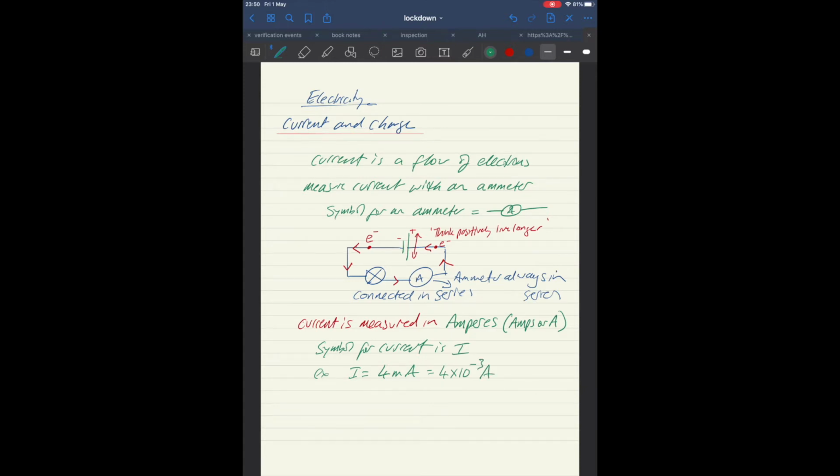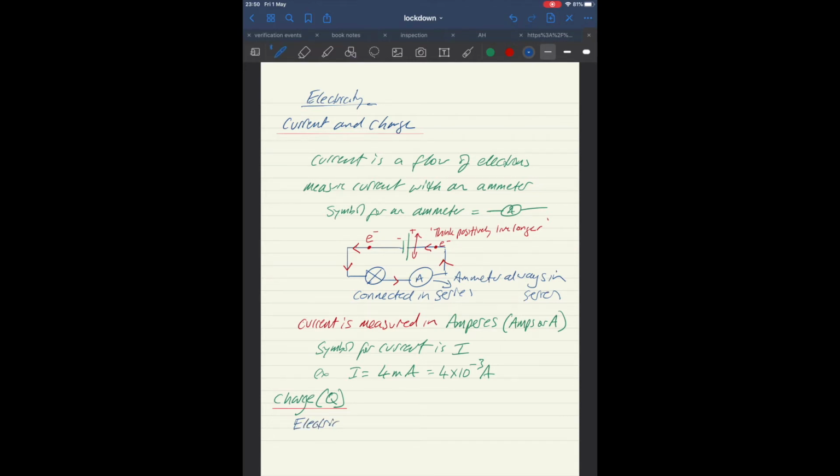Now, what we are going to look at is a thing called charge. Okay, so charge, and that's got a symbol Q. It's a strange thing, you'll see there's no Q in the word charge. Electrical charge.